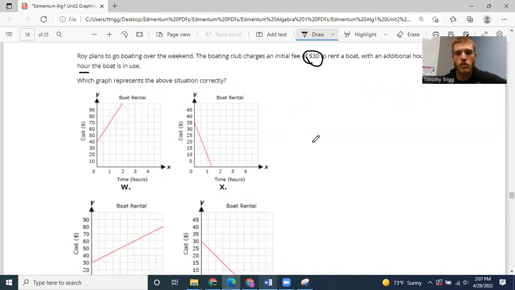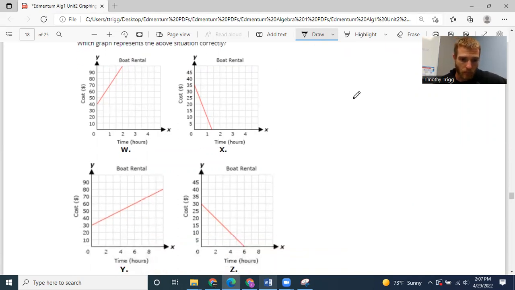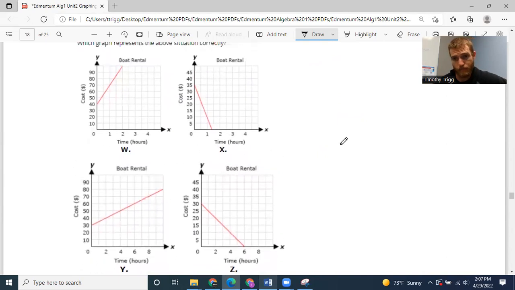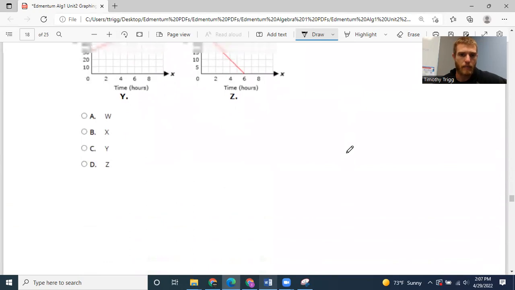So even if you just rent the boat and get on the boat, then you immediately turn around and return it, they're still going to cost you $30, right? So they charge you $30 up front just to get started, plus there's an hourly rate. So if you take the boat out for some amount of time, you're going to have additional cost. So which one of those graphs best shows that? Think about it. I think you got it.